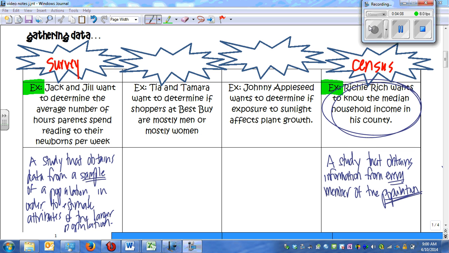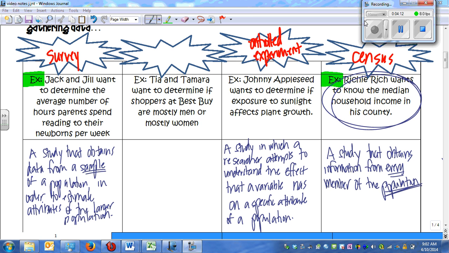The third type of study design is a controlled experiment. A controlled experiment is just that, a study in which a researcher attempts to understand the effect that a variable has on a specific attribute of a population. The key to a controlled experiment is that it involves a control setup and an experimental setup, so that a researcher can deliberately test the effect of a specific variable.